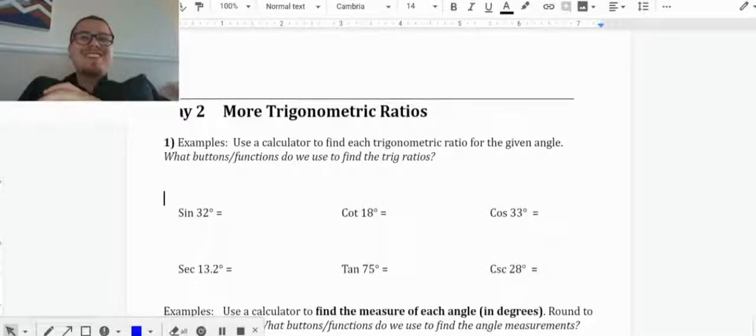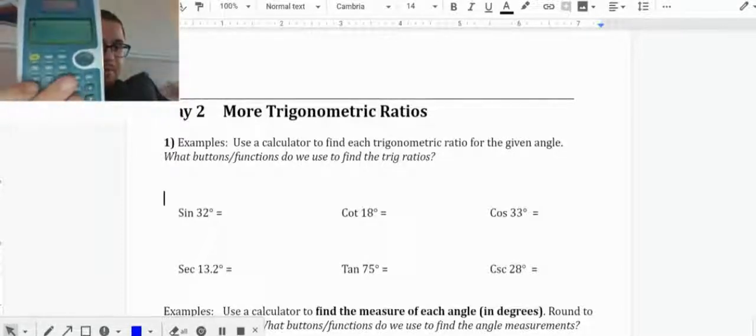So for right triangle trig, today we're focused on ratios. Ratios are the comparison of the two side lengths. In the first part, you're going to use a calculator to find the ratio for a given angle. On the calculator, we're looking at these buttons here: sine, cosine, and tangent.